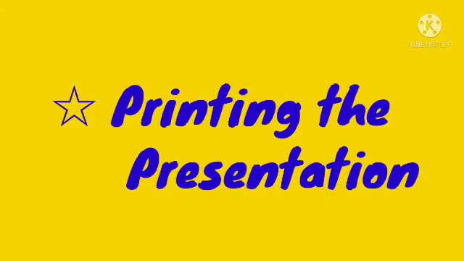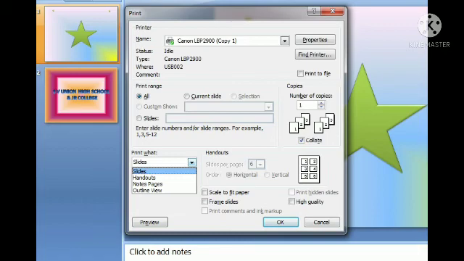Now we're going to see how to print the presentation. Suppose we need a printout of a presentation. At that time we can take a print, or we select the slides whatever we want in a computer and we can take its printout. When we click on the print option, then we get a dialog box like this. In this we can see the print what option is here.